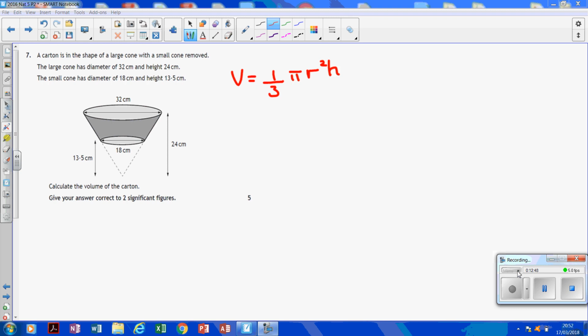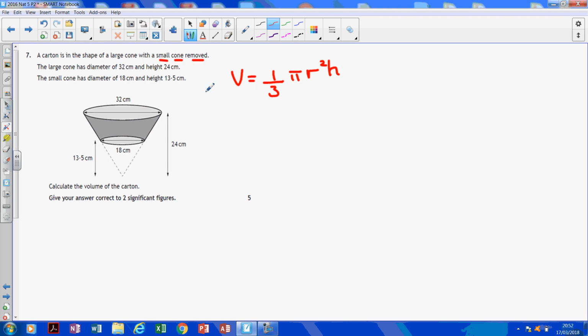A carton is made in the shape of a large cone with a small cone removed. There's an important bit there. A small cone is removed from it, so that means it's taken away. So the large cone has a diameter of 32 and a height of 24 centimetres. Small cone has a diameter of 18 and a height of 13.5. So basically, to work out the volume of this carton, this darker part up here, it's the big cone and we've cut away the bottom one. So we're going to work out the volume of the small cone.